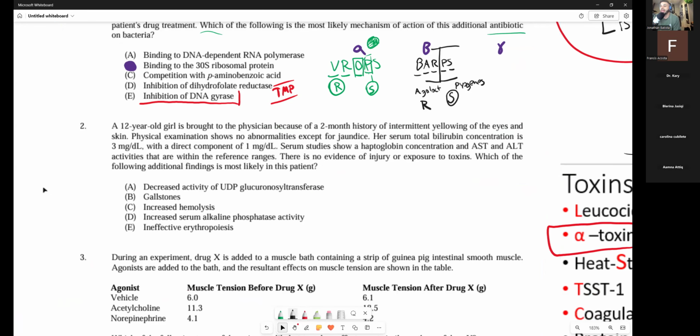So, okay, we could naturally assume that indirect is elevated: indirect is 2, direct is 1, total is 3. So when I think of an indirect increase of bilirubin, naturally I like to think of some kind of hemolysis, just because that's something very common. So let's keep reading into it. Serum studies show haptoglobin concentration and AST and ALT activities are within normal reference ranges. Okay. There is no evidence of injury or exposure to toxins. Which of the following findings is most likely seen in this patient?